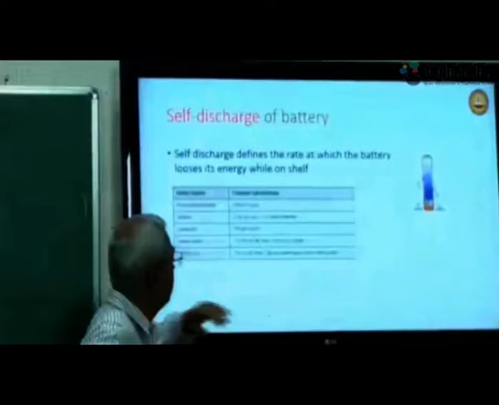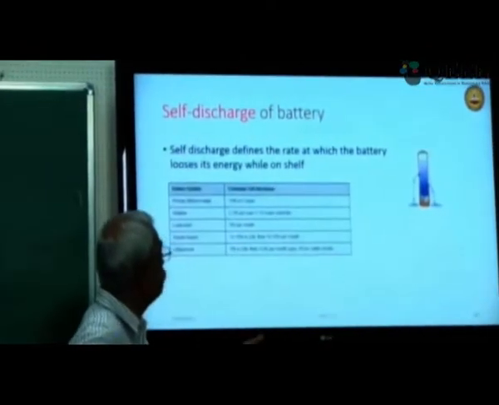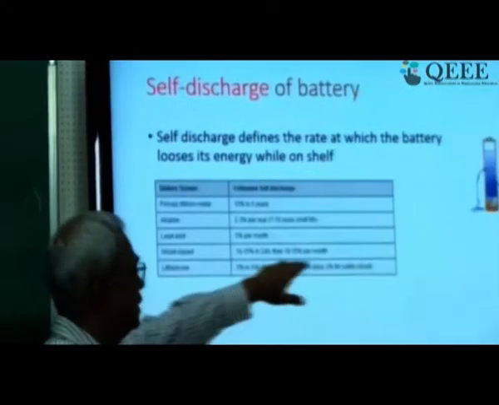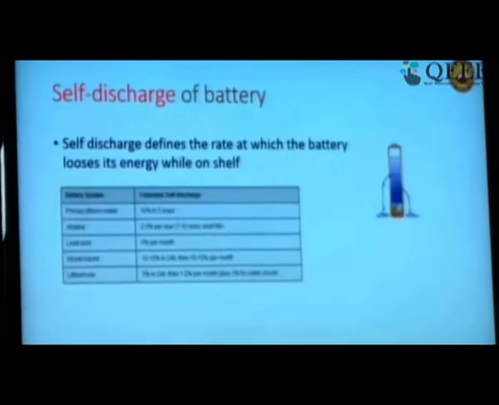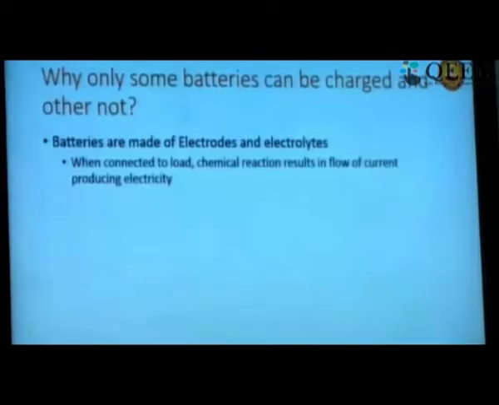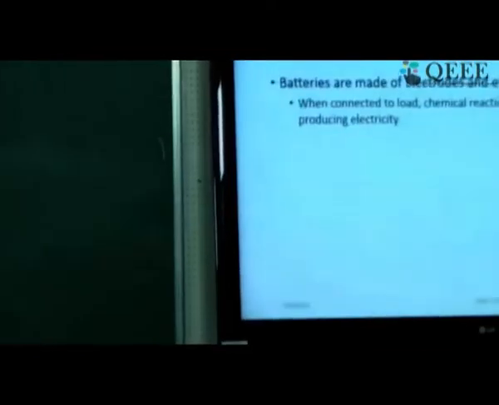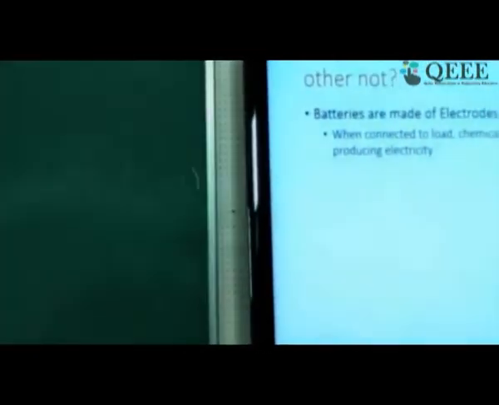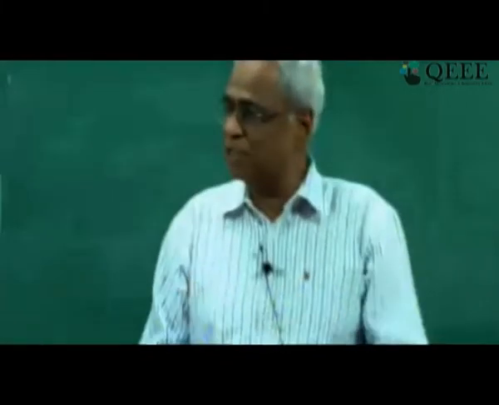Nickel based is much worse. It loses 10 to 15% in the first 24 hours, then 10 to 15% per month. So self-discharge of a battery is also important, and you can do all these tests. Why can only some batteries be charged and some cannot? Well, it depends on what the electrode and electrolyte are.